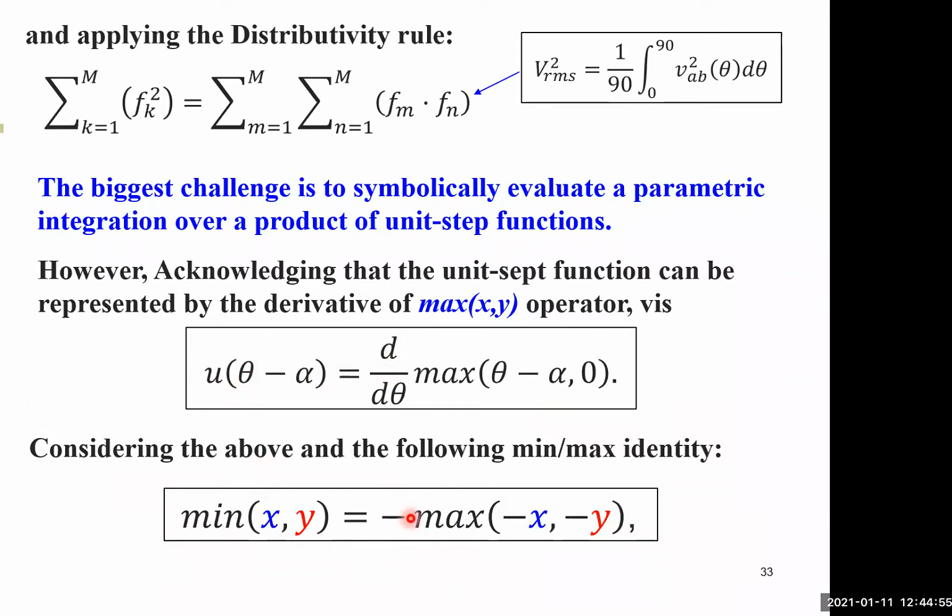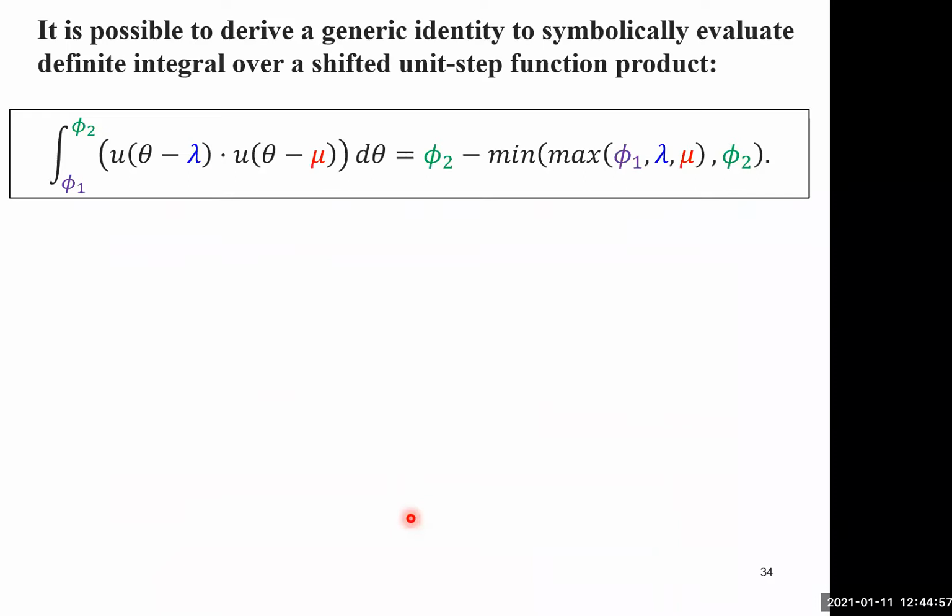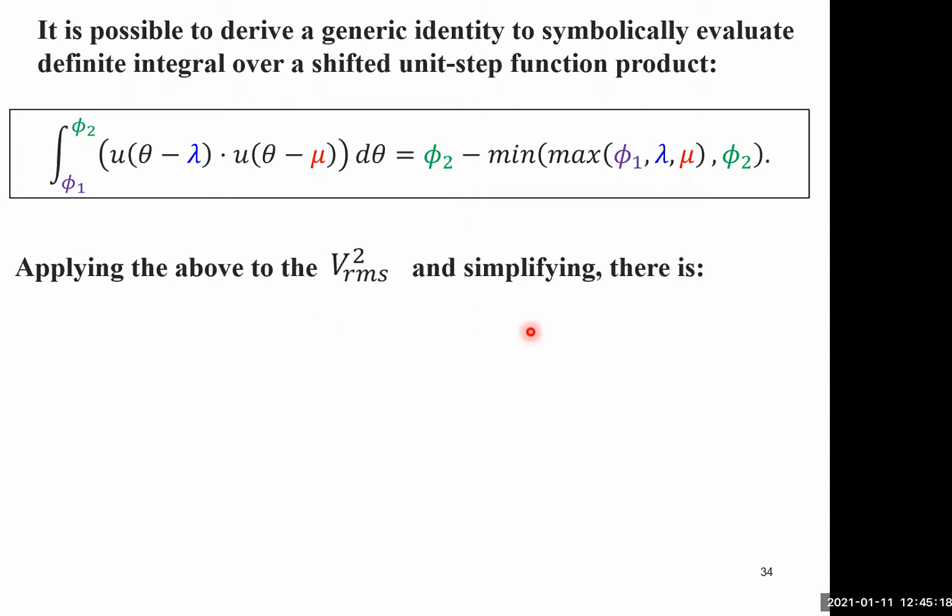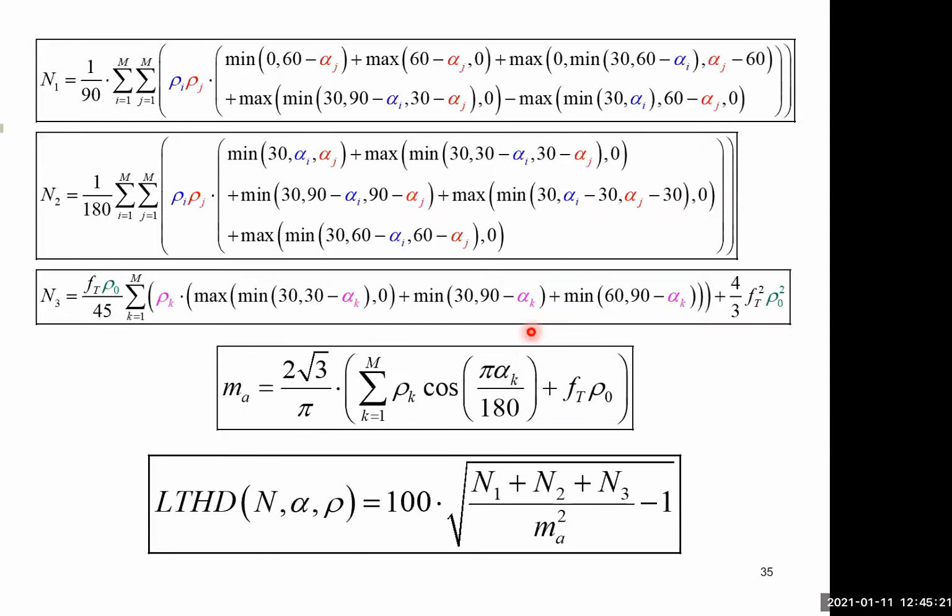So we can utilize these 2 properties, and after extensive manipulation, we can come up with a generalized symbolic formulation for applying a definite integral over a product of 2 shifted step functions, Heaviside functions. And this is the solution, min and max. So you can utilize this identity in the VRMS expression, and after some simplification, we end up with this final solution. So this is LTHD.